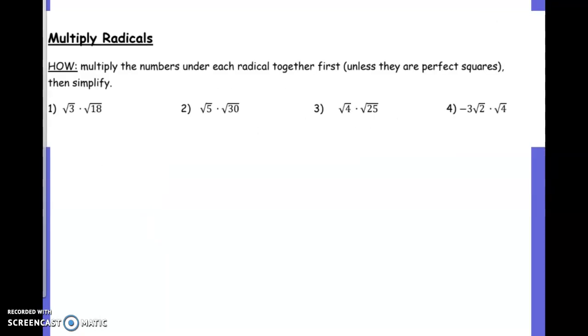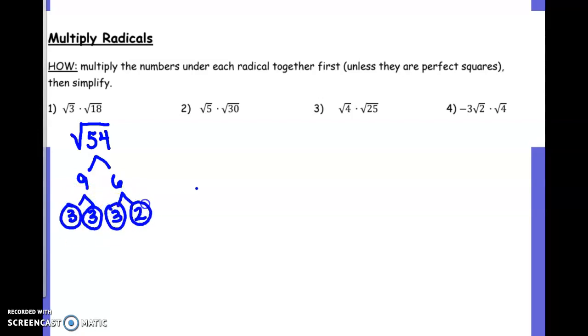All we have to do is multiply the numbers under each of the radicals together first, unless they're perfect squares, and then simplify. If I look at radical 3 and radical 18, neither one of those is a perfect square, so I'm just going to multiply 3 times 18 and I get 54. Is 54 in simplest radical form? Well, remember from our last lesson, you can represent 54 by saying 9 times 6. 9 you can represent by 3 times 3. There are our prime factors. And 3 times 2 for 6.